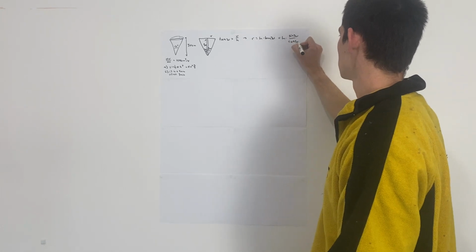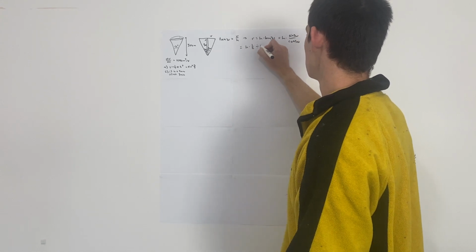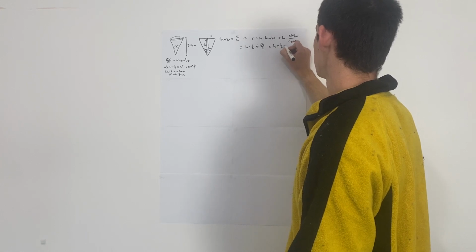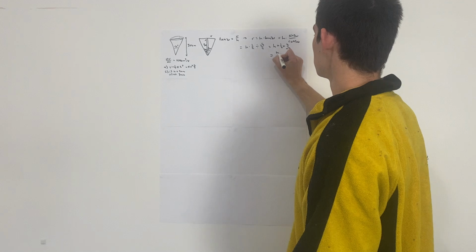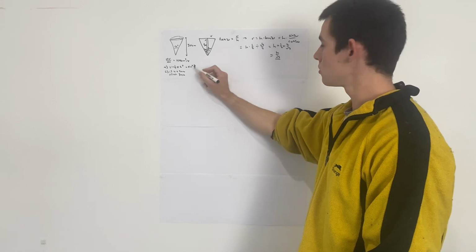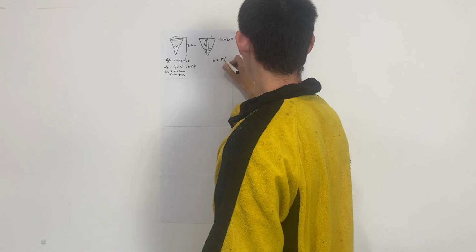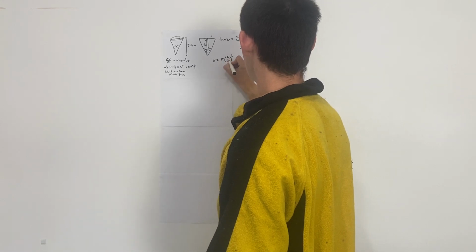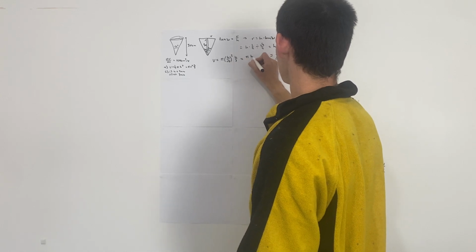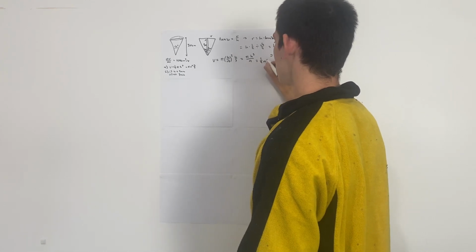Sine 30 over cos 30 equals h times half divided by root 3 over 2, equals h times half times 2 over root 3, equals h over root 3. Taking this back into this equation, we have V equals pi times h over root 3 squared times h over 3, equals pi h cubed over 9, equals 1 over 9 pi h cubed.